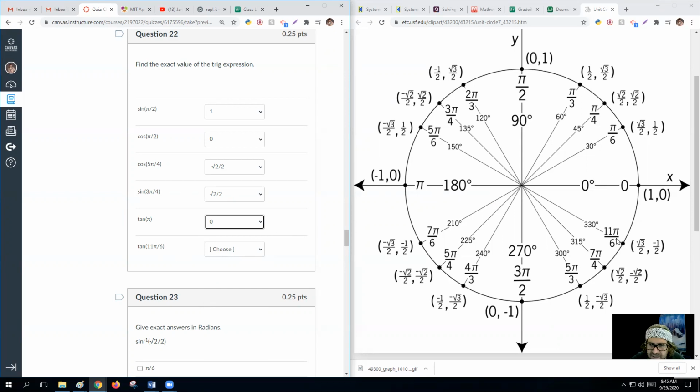And what is the tangent of 11 pi over 6? 11 pi over 6 is here. It's a slope. It's going down, so it's negative. It's not 1. That would be this slope here. This would actually be less than that. It'd be negative radical 3 over 3.